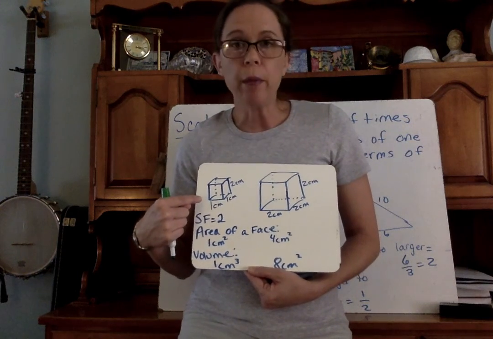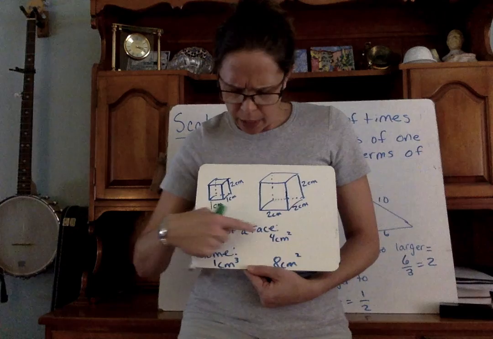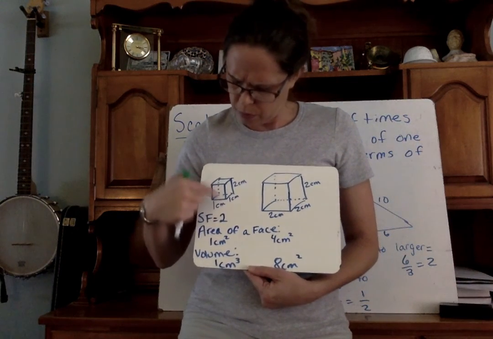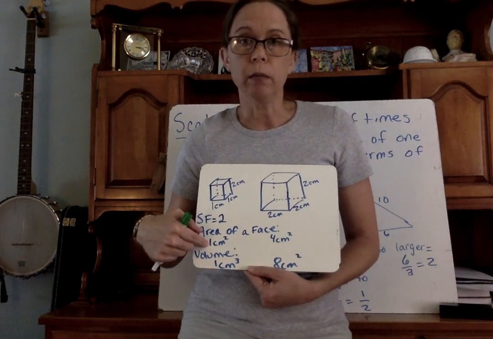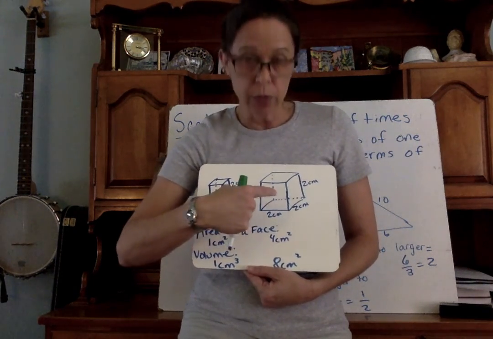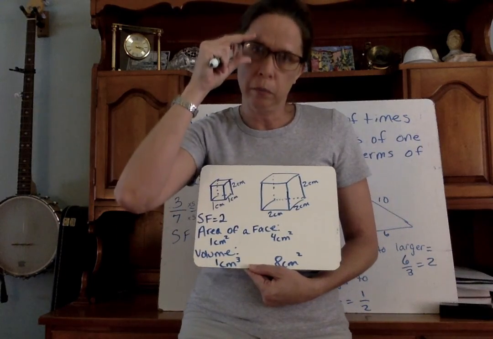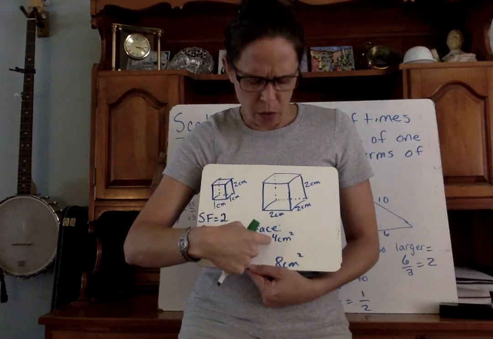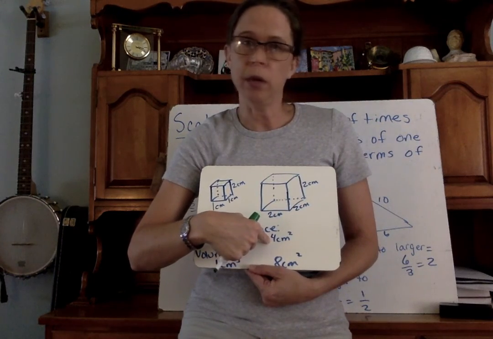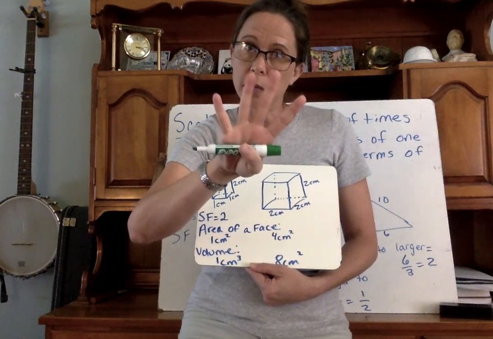we need to think about what happens to the area, okay? If I were to try to figure out the area of one of these faces on this one, right? 1 centimeter times 1 centimeter, that gives me 1 centimeter squared, okay? Now, this cube is twice as big, but look what happens with our area. The area of one of these faces is 4 centimeters squared. So the area is not just twice as big, it's 4 times as big.